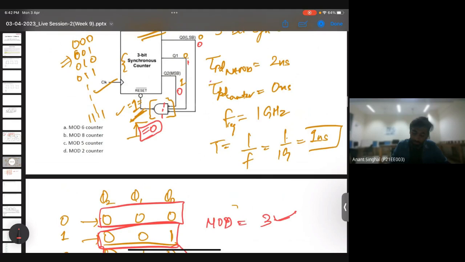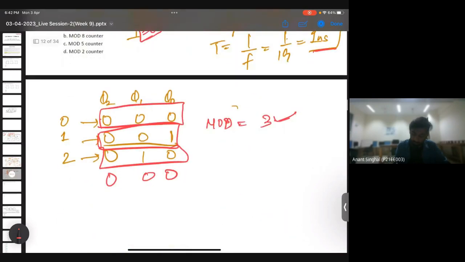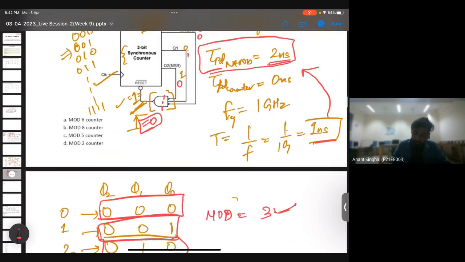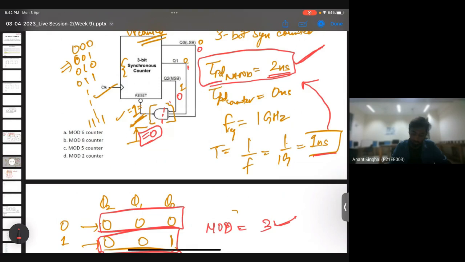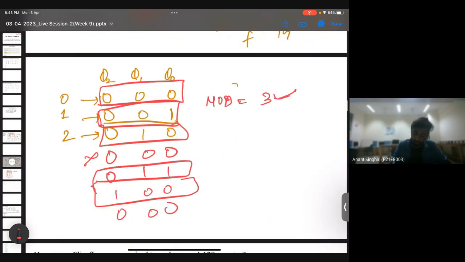It says this NAND gate has a propagation delay of 2 nanoseconds. So what will happen due to this 2 nanoseconds? Since the time period of this clock was 1 nanosecond, there will be 2 more clock pulses that will make 2 more state changes. So this will not be the next state. It will become 0 1 1 and 1 0 0, and then it will become 0 0 0. So these additional 2 states will come just because of this propagation delay of 2 nanoseconds. It will work for 2 more clock cycles, since this NAND gate will take 2 more nanoseconds to make this 0 0 0. Is it clear?